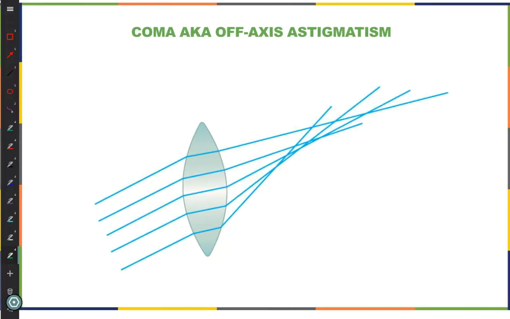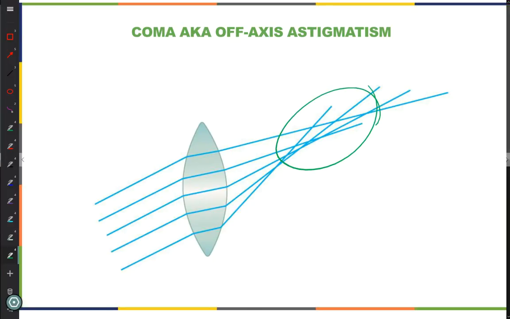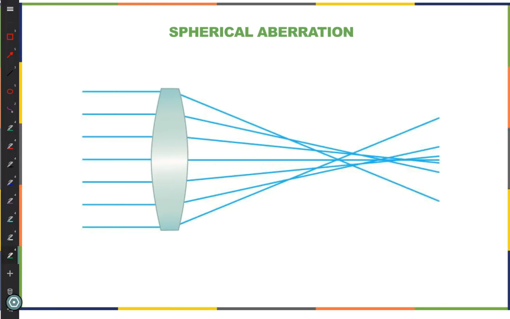Off-axis astigmatism. If light is not coming parallel to the principal axis, you might recall when we started, I said principal axis, I'm going to do paraxial rays, the rays that are parallel to the axis or close to that. If they're not close to parallel, they focus off. And I showed you examples of that. So that's called coma or off-axis astigmatism.